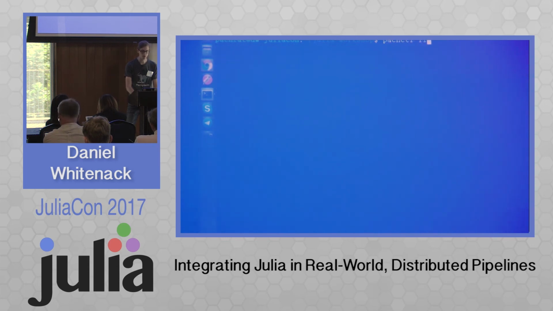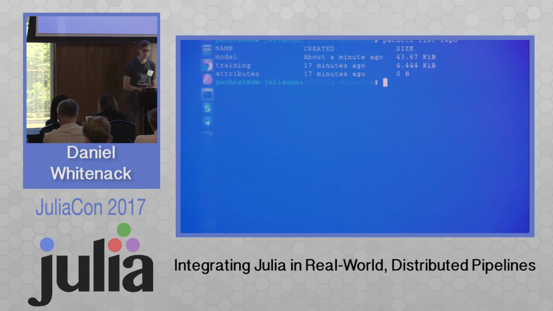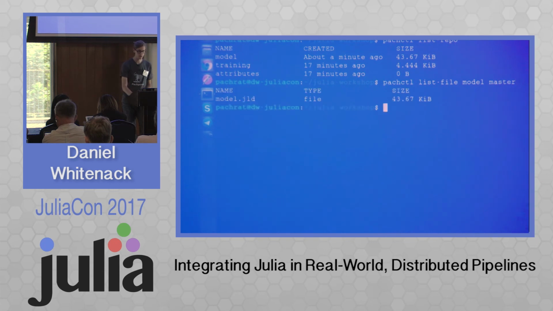And then after that, if you do list repo, you'll actually see that, as was mentioned before, there was a repo that was automatically created to version the output of that model pipeline. If I do list file on that model repo on the master branch, I'll see that there's my model file that was output from my Julia program that's now versioned in this repo. Okay, does that make sense?